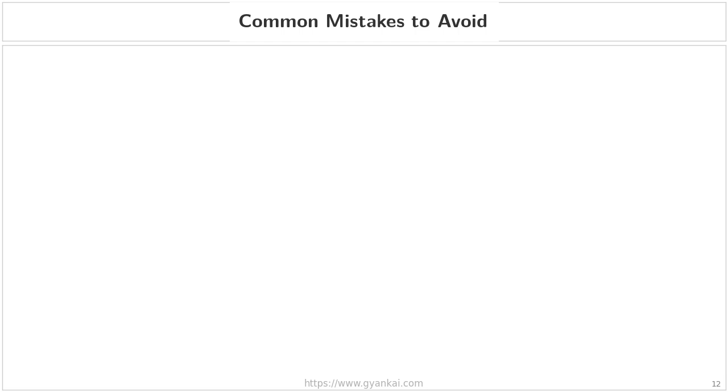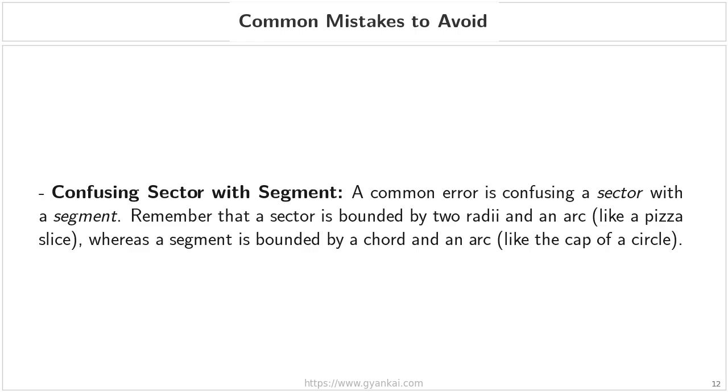Common mistakes to avoid. First, please be careful not to confuse a sector with a segment. I know they sound similar, but they are structurally different. As we discussed earlier with our pizza analogy, a sector is bounded by 2 radii and an arc. Think of that perfect pizza slice. A segment, however, is bounded by a chord and an arc. It looks more like the small cap or the edge of the circle that you'd cut off if you slice straight across without going through the center.